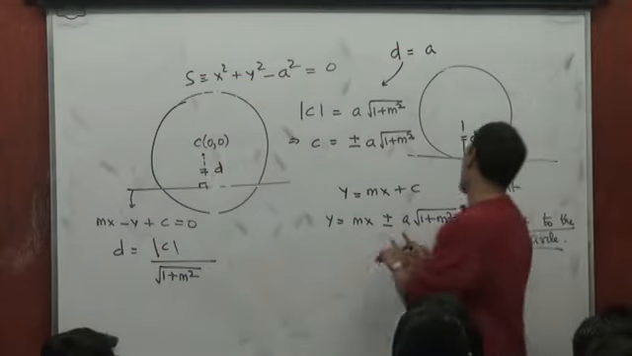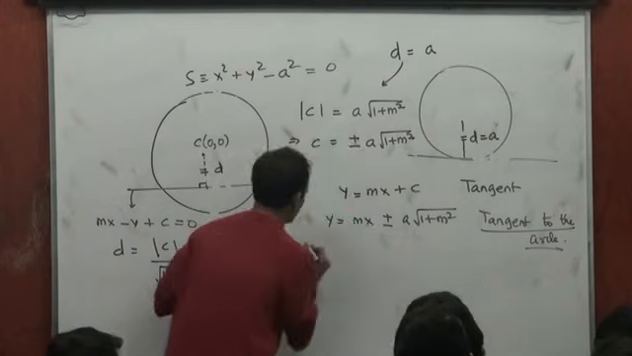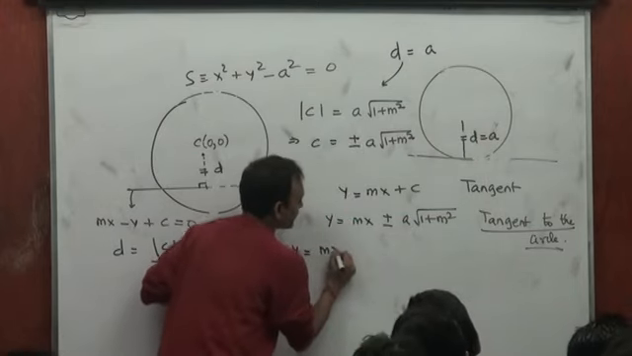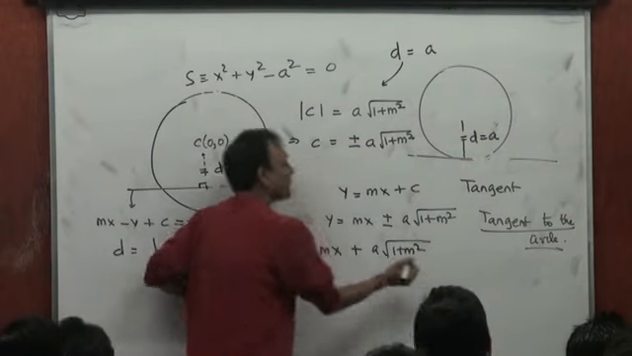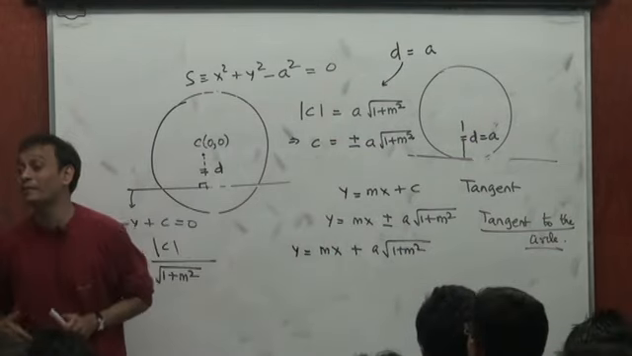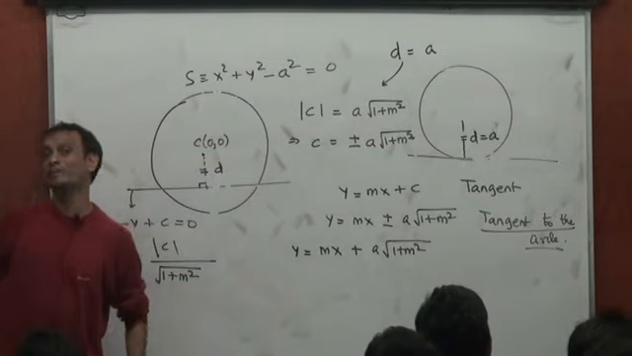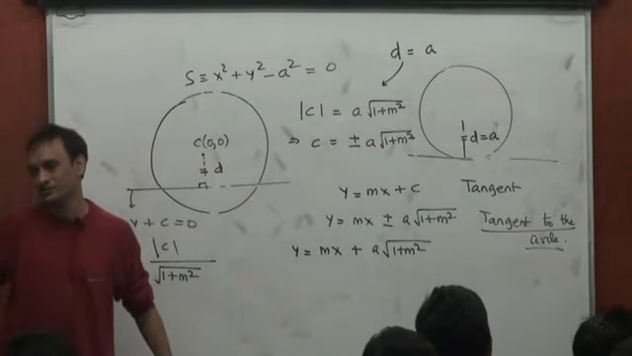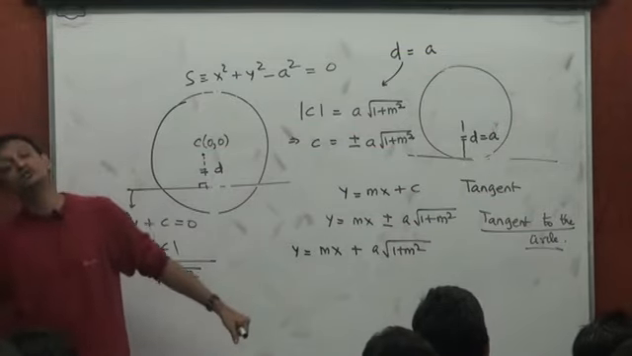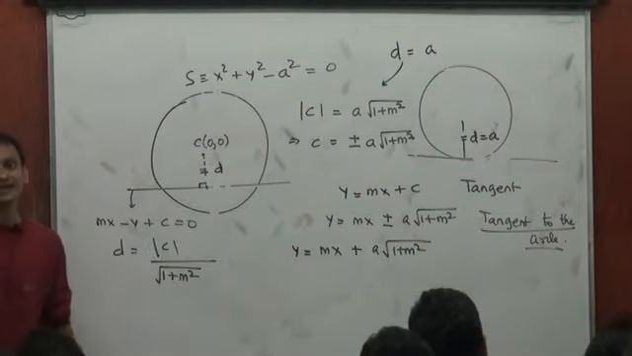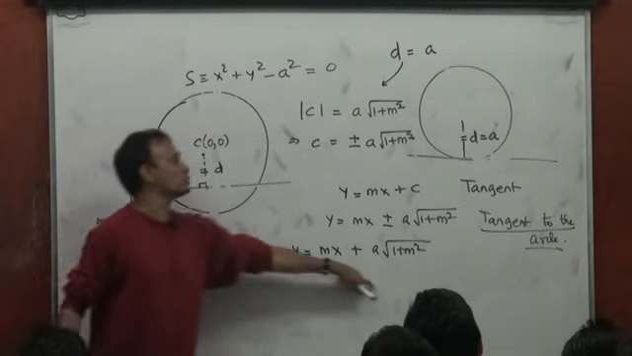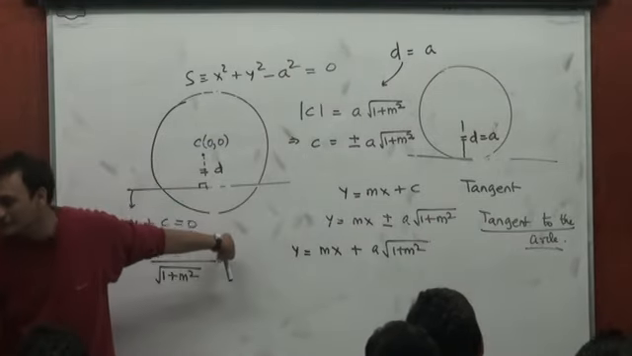So in general, I could just use the plus sign, one of the signs could be used. So in general, I can say y equal to mx plus a root 1 plus m squared, for different values of m, will represent a family of tangents to the circle. Different tangents will subscribe to different values of m. Right? So if m is a parameter, this would be looked upon as a family of tangents to the circle.